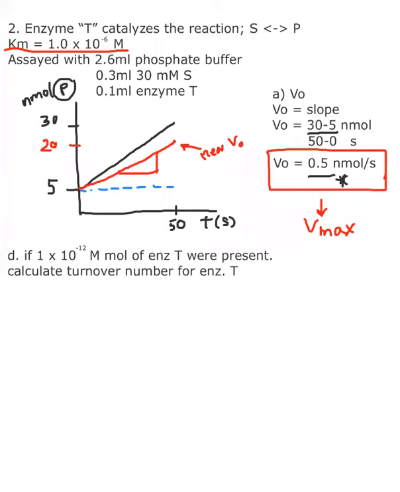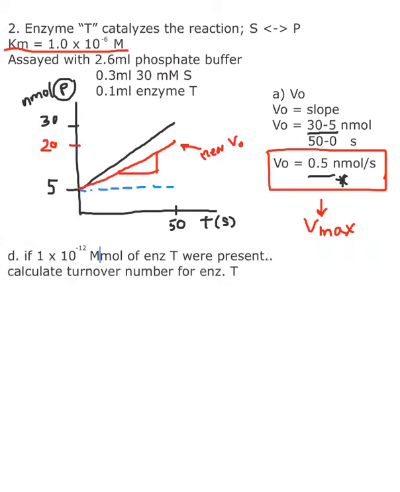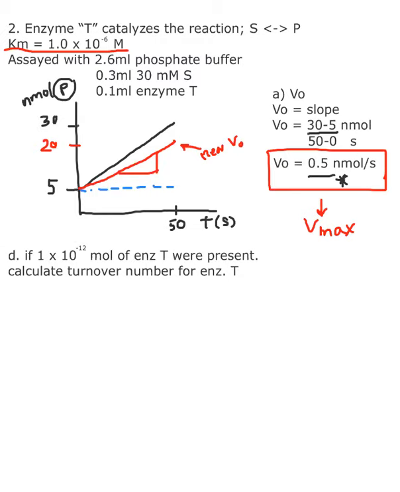So for the last part here, it asks you to calculate the turnover number of the enzyme, if 1 times 10 to the negative 12 mole of enzyme T were present. The turnover number of the enzyme actually means how frequently the enzyme T got used in the assay.